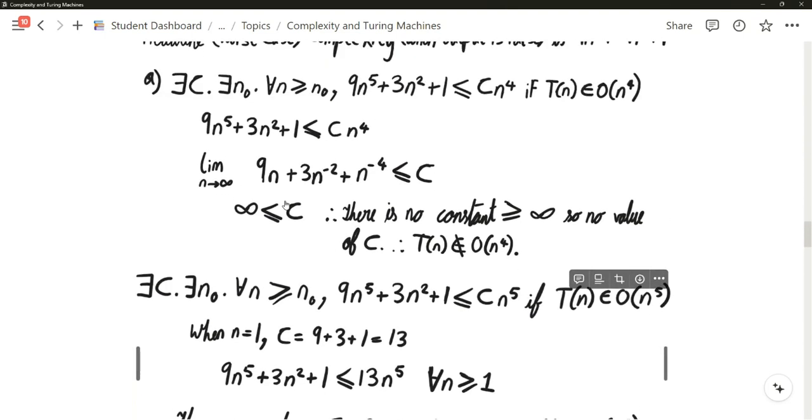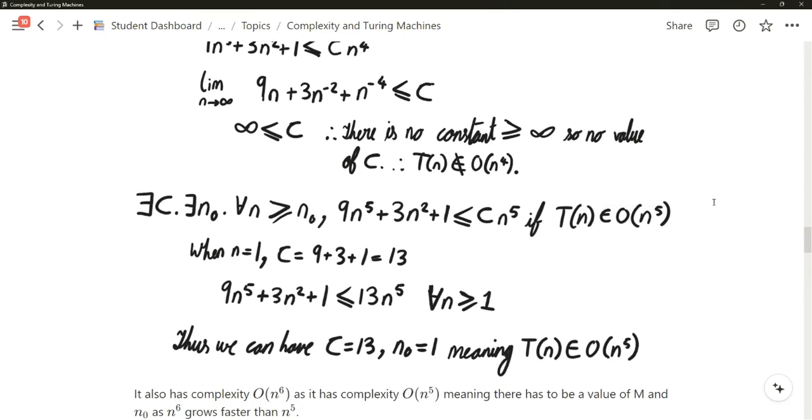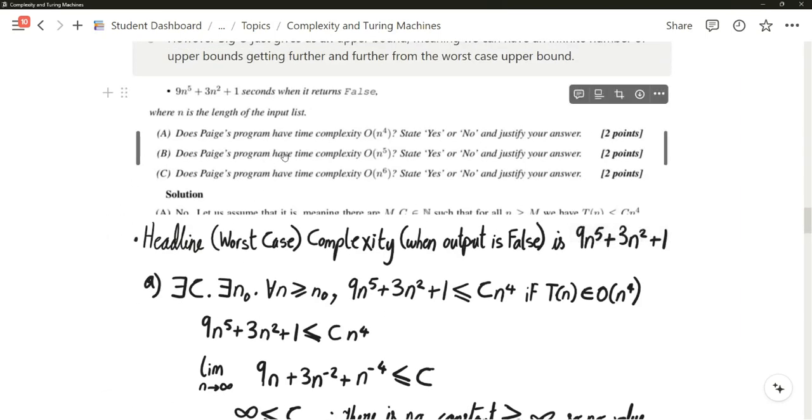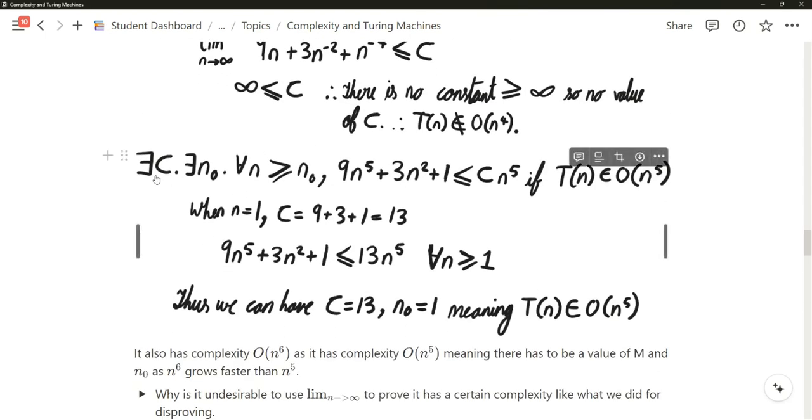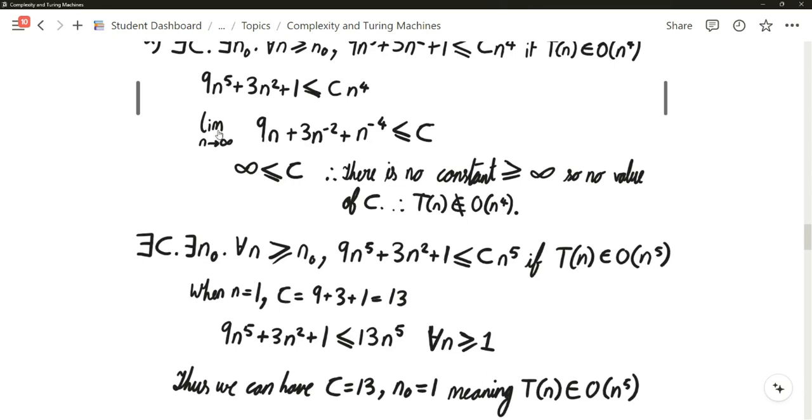So that was disproving. Now, this is how you'd prove it. We're doing part B now. Does Page's program have a time complexity of O of n to the 5? Justify your answer. Again, same process, writing everything out the same, but we're just going to change this bit here. Instead of doing the limit to infinity, we're just going to get values.